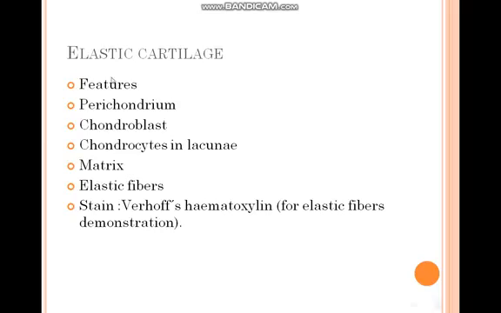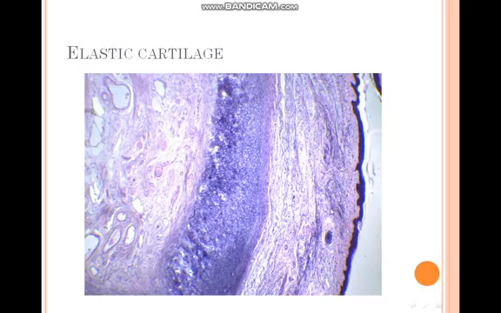Then we have the elastic cartilage. We will discuss the same features: the perichondrium, chondroblast, and the chondrocyte within the lacunae, and within the matrix we have elastic fibers, stained by a specific stain called Verhoeff's hematoxylin, which is specific for elastic fibers. Here we have a part of the external ear containing this piece of elastic cartilage. You can see the difference.